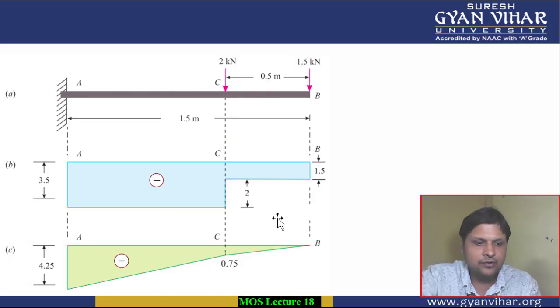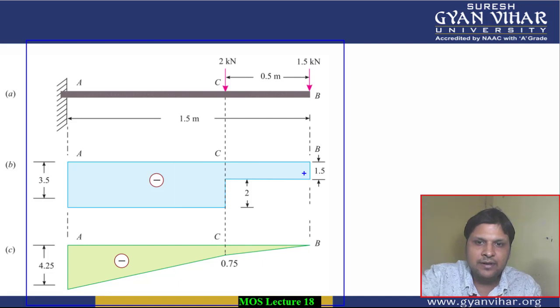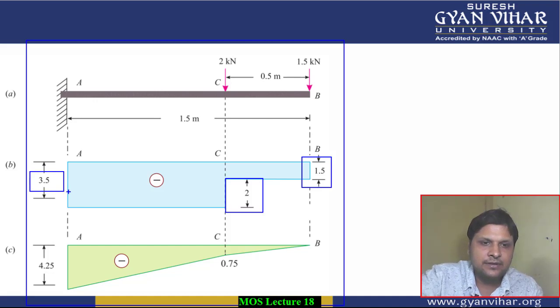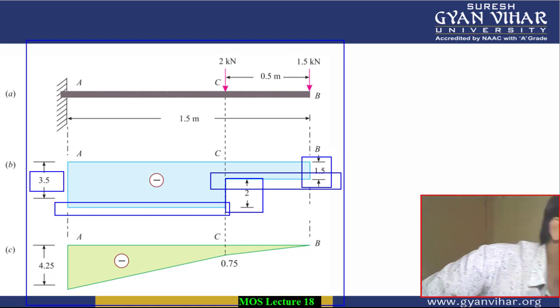When you have drawn the diagram, you will get a diagram like this. These are the values: shear force 1.5, then here addition of 2, then it is lastly 3.5. There is no change from here to here, so it is a horizontal line. Here also it is a horizontal line.